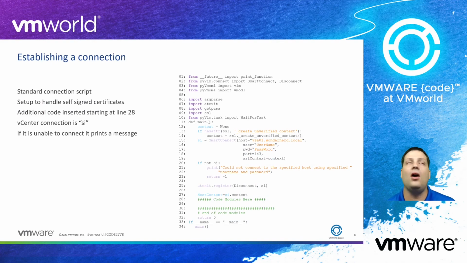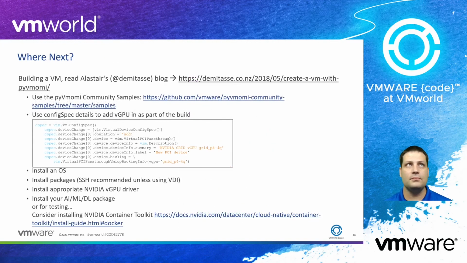So as I said, all of this code and everything is in the slide deck. You'll have access to it. And where do we go next? Take a look at Alistair's blog on building a virtual machine with pyVmomi. It's all based on this, and as I said, the pyVmomi community samples is where I got that last chunk of code, and all I did was add the config spec from the previous sample.